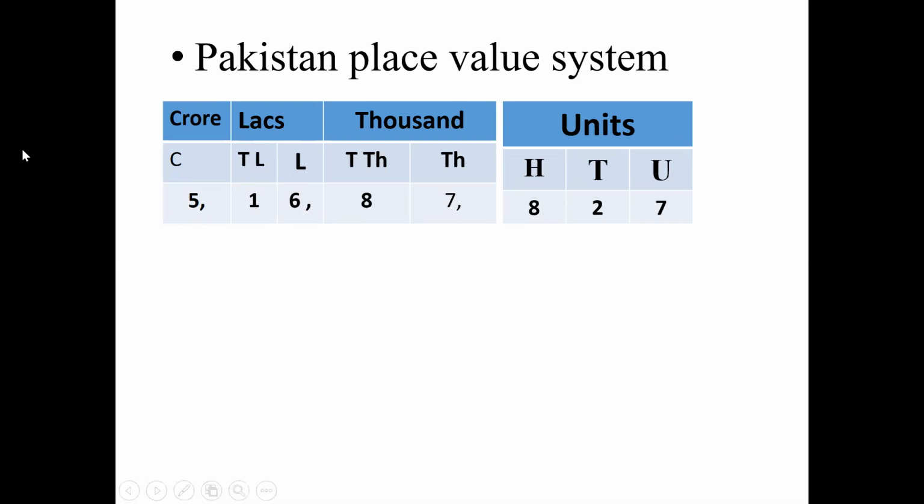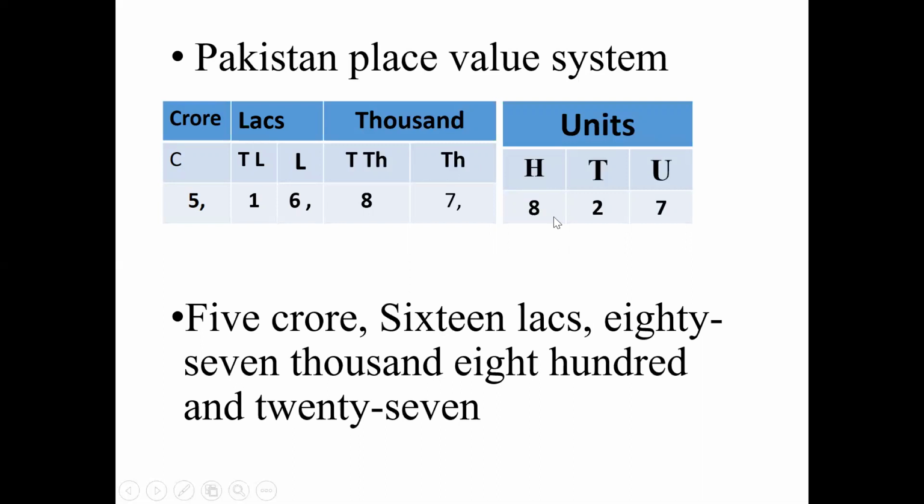5 crore 16 lakh 87,827. In this, you will insert the first comma after 3 digits, then after every 2 digits, can you see you will have the comma.